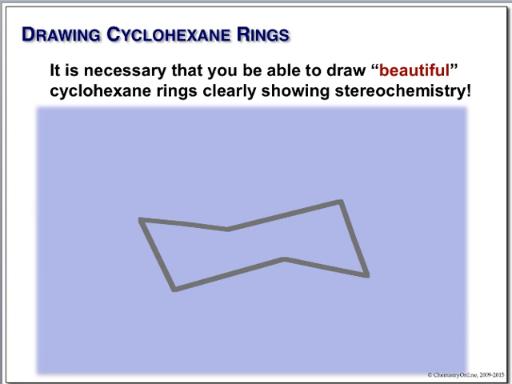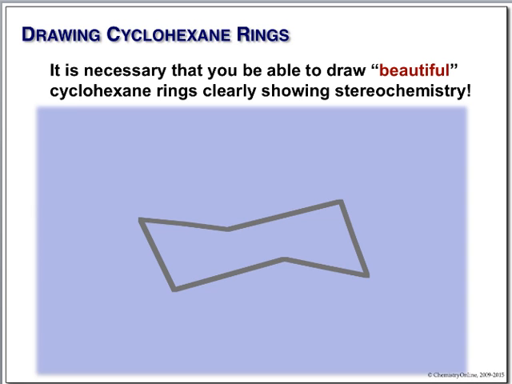Once you have a perfect chair, the easiest thing to do is to draw the axial substituents. Now, every carbon is going to have one axial bond. As you've drawn these, the carbons that are up, in quotes, the axial bond will point straight up. The carbons that are down, the axial bond will point straight down.